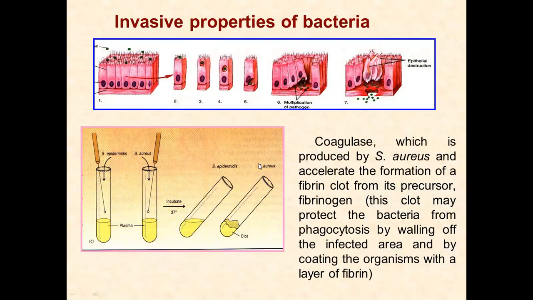Another important enzyme of invasiveness is coagulase, produced, for example, by Staphylococcus aureus. It leads to the formation of fibrin clots in blood vessels, and this fibrin layer protects bacteria from phagocytes and from antibodies, and is a source of mimicry inside the human body.